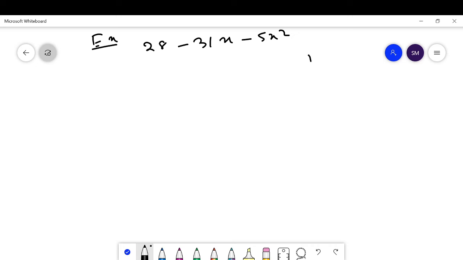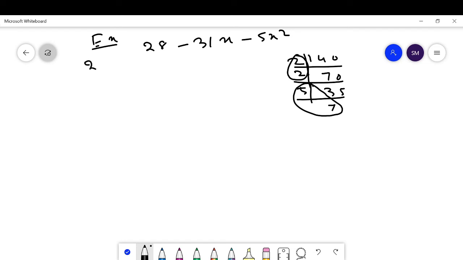In that case, we should prime factorize 140: 70, then 2, 35, then 5 and 7. Here 7 5s are 35, 2 2s are 4. Then minus 31x can be written as minus 35x plus 4x.